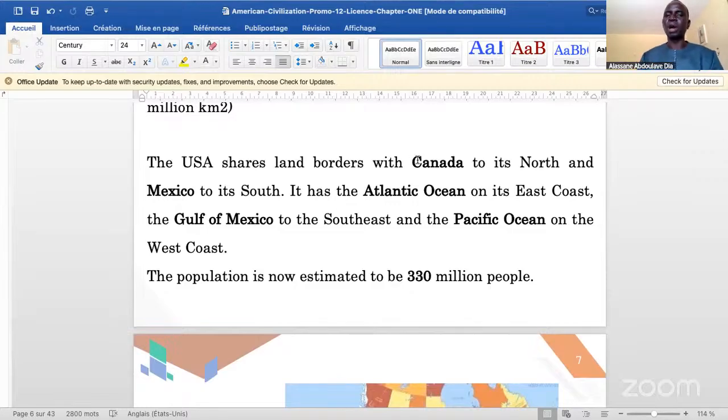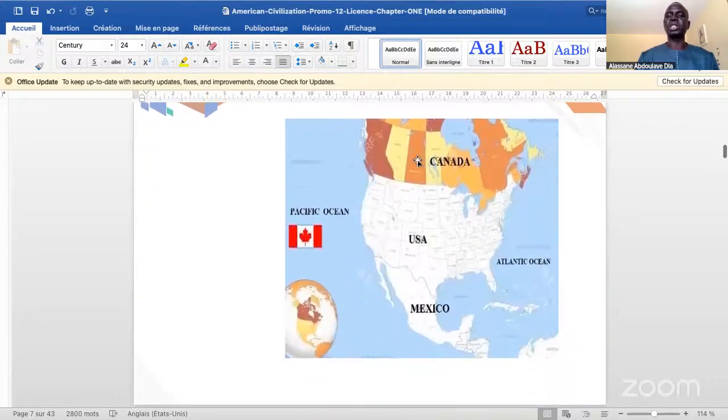In the north, you have Canada. In the south, you have Mexico. And on the east coast, you have the Atlantic Ocean. And on the southeast coast, you have the Gulf of Mexico. And on the west coast, you have the Pacific Ocean. And this is the representation: Canada, Mexico, Atlantic Ocean, and the Pacific Ocean.